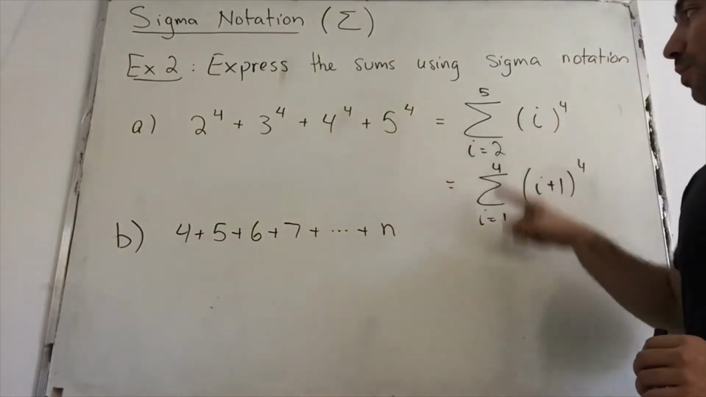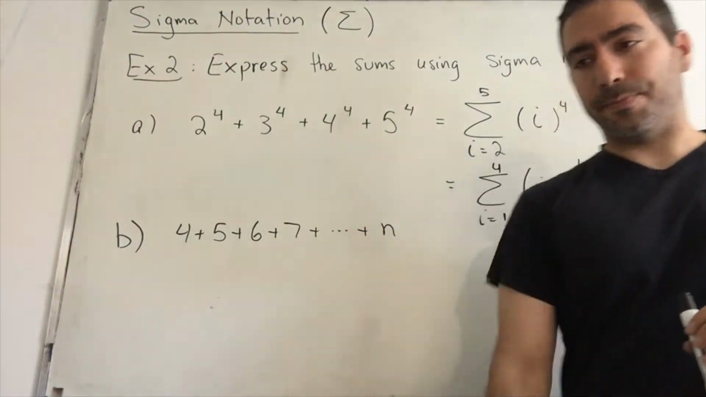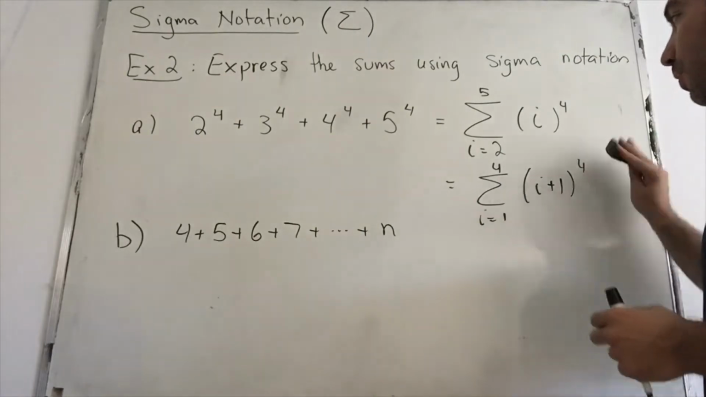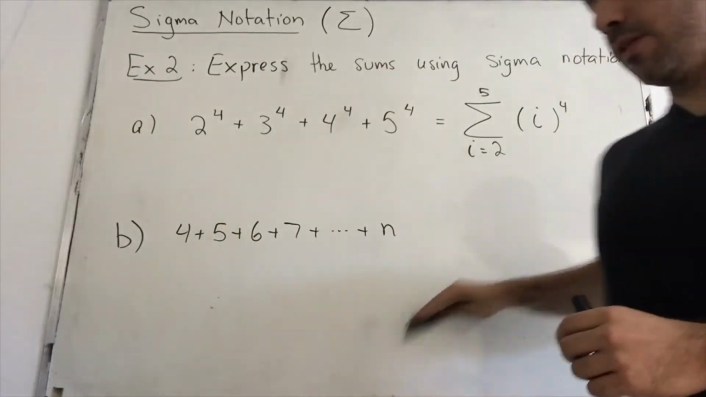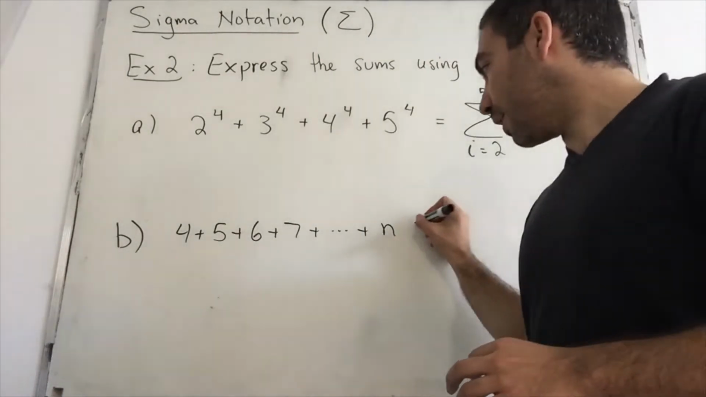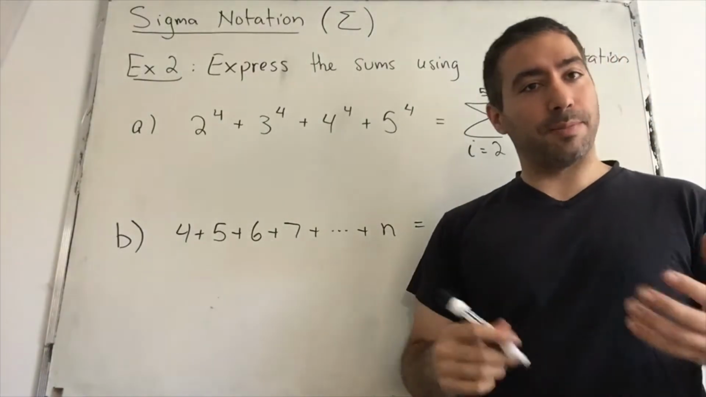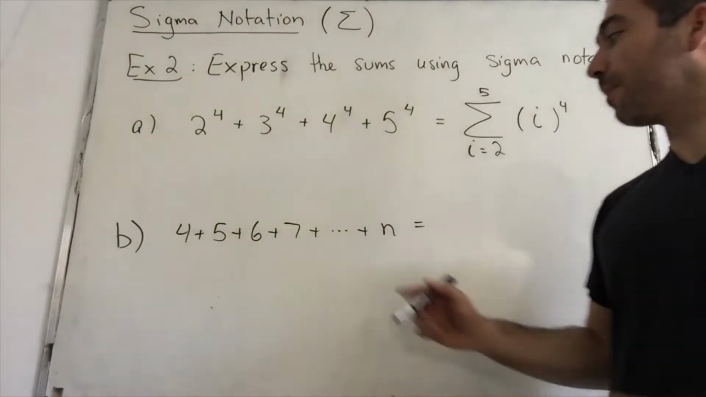So these are equivalent. So there's more than one way to express your answer using sigma notation. There's not only a single solution. Okay. So if you get an answer that's similar to mine or it looks different, it might still be correct, not just what I'm doing on the board here.